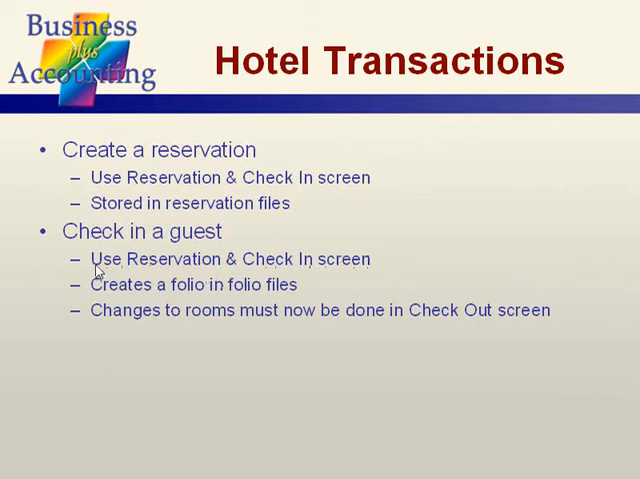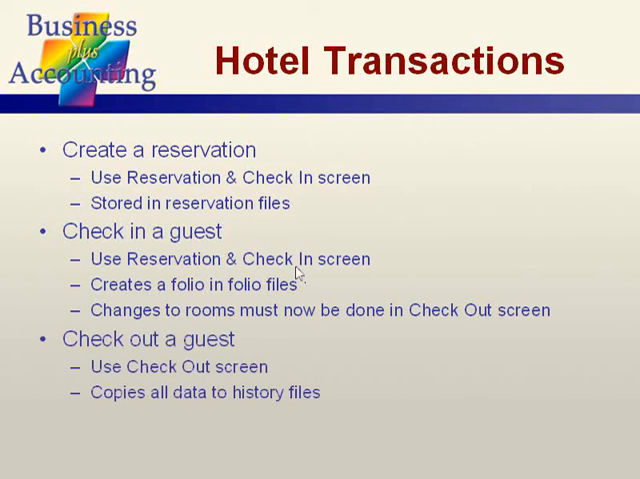But what happens at that point in time when a room is checked in is it creates a folio record in the folio files. Now you can again have multiple rooms that are assigned to the same folio, but once a room has been checked in and a folio has been created for that room, then you can no longer make changes to that room, to the duration of that stay or what room it is, through the reservation screen. Those changes have to be done through the checkout screen at that point, so it's important to recognize that distinction.